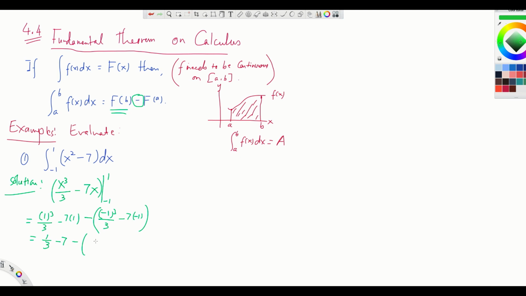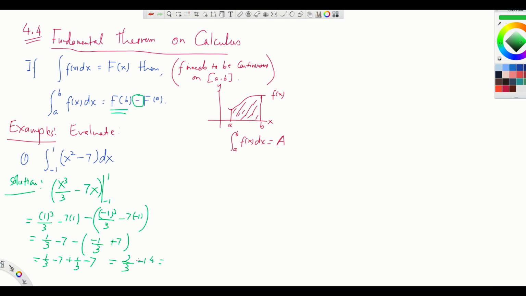What is -1 cubed? It is -1, because it is -1 times -1 times -1. If you multiply a negative number 3 times, you get a negative number, over 3, and then plus 7, because negative 7 times negative 1. See that? So what you get is 1/3 minus 7, minus times minus is plus 1/3, and then minus times plus is negative 7. So 1/3 plus 1/3 is 2/3, right? And then minus 14.